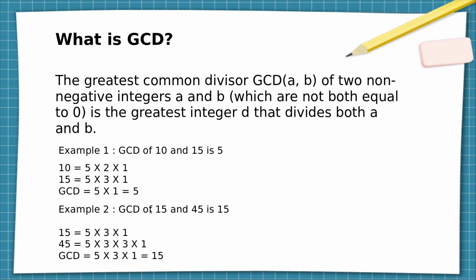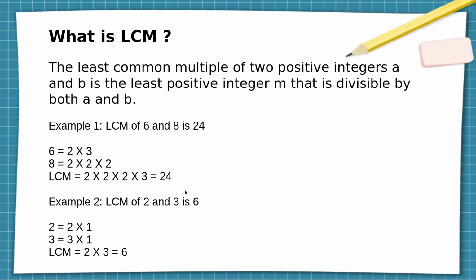Similarly, in example 2, to calculate GCD of 15 and 45, we can repeat the same process which we have done in example 1. Now, what is LCM? The least common multiple LCM of two positive integers a and b is the least positive integer m that is divisible by both a and b.